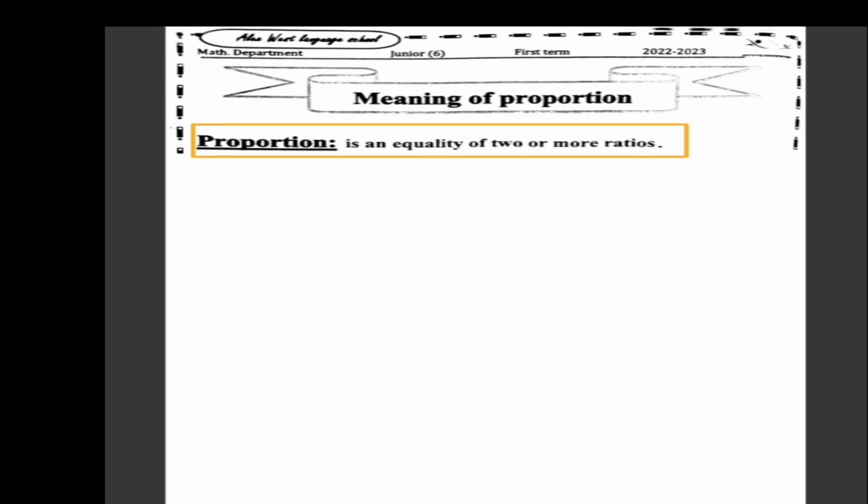If we say that we have a ratio as 1 to 2, it equals another ratio if we multiply the first term and the second term by the same number. If we multiply by 3, for example, 1 times 3 equals 3 and 2 times 3 equals 6. So these two ratios are equal. If we get equality between two ratios, this is called proportion.